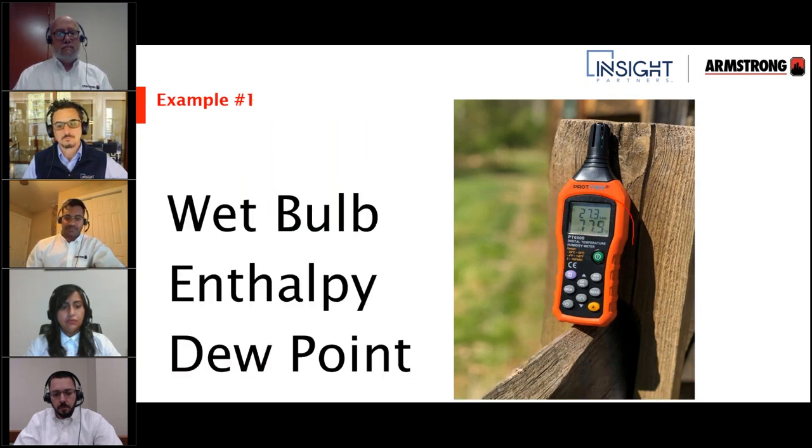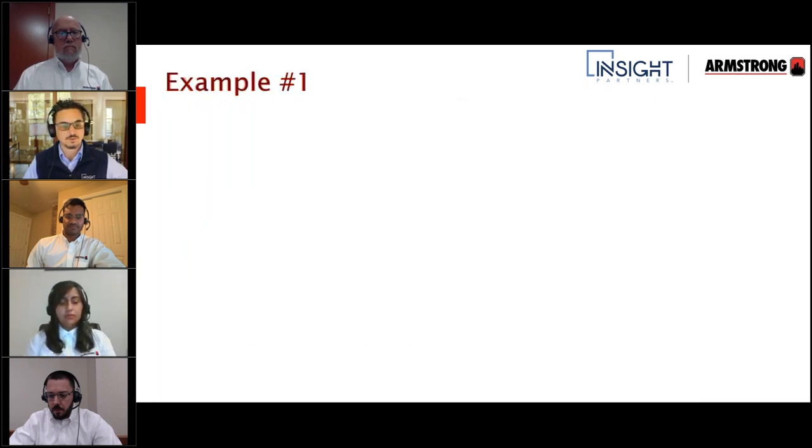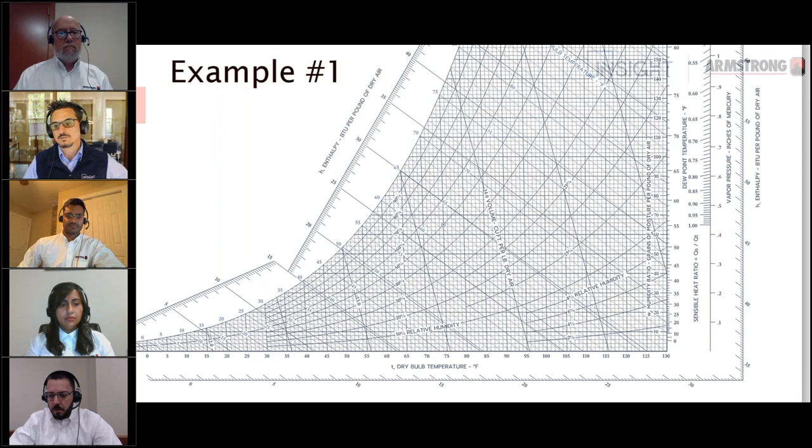This is a nice fall day up in Asheville, and I'm going to say 78 dry bulb and 27 relative humidity. So those are our 2 knowns, 78 dry, 27 RH. I'm going to round up and down there. And we're going to determine the wet bulb, enthalpy, and dew point based on those two conditions.